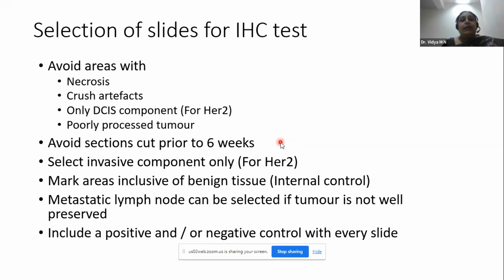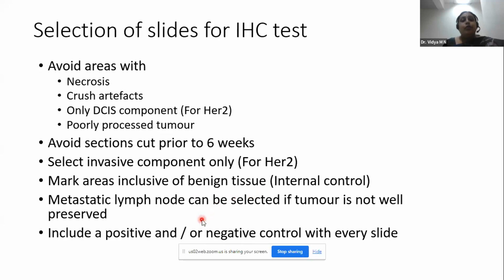So definitely when we take out our old archive blocks, maybe 5 years or 10 years behind, and check, we know that there is some loss of antigenicity. So we need to also mark areas which are inclusive of your benign tissue. Grossing itself is an art, definitely, and your postgraduate students or your registrars have to be taught that a tumor always has to be sampled with your benign tissue, because we are looking at various internal controls as well, which I'll speak about in my next few slides.